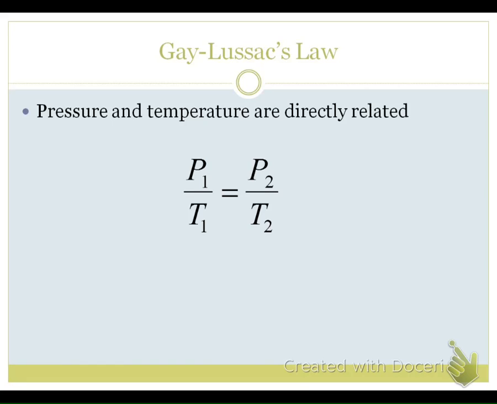One goes up, the other goes up. That's as long as you have constant volume. If you don't have constant whatever is left out of your equation, then it doesn't work. Like in our Charles's law, if we don't have constant pressure, it doesn't work. It won't have a directly proportional relationship.